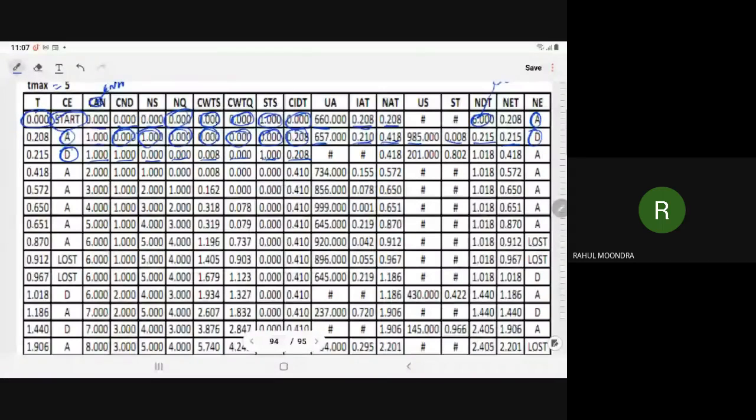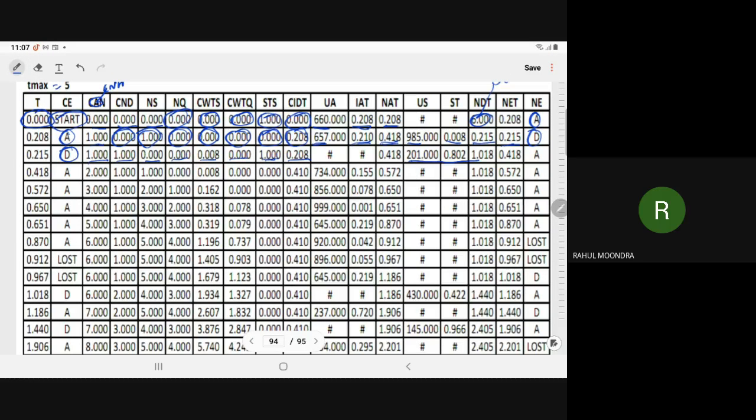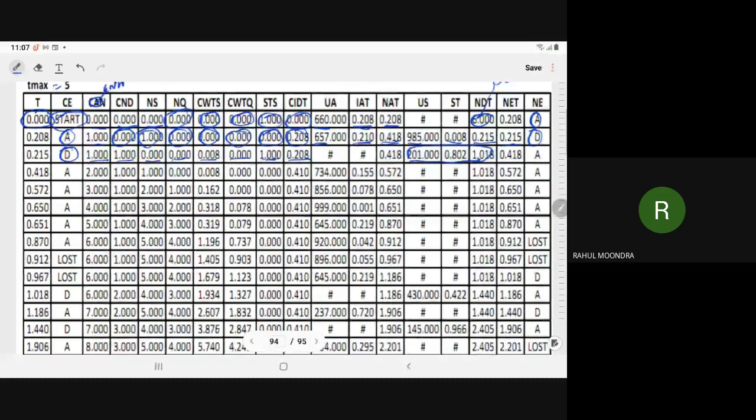Because of the departure, we have to generate the new departure time, and we continue with the previous arrival. So 0.418 will be the next arrival time, and we generate the next departure. The next departure is 1.018, right? So the minimum will be 0.418. Here we have the arrival.